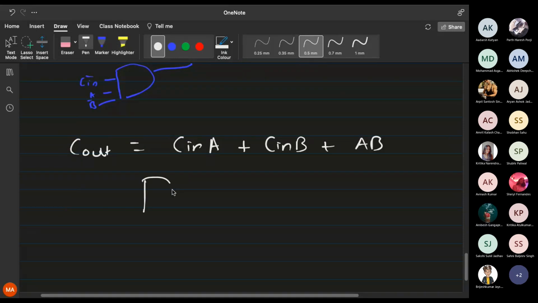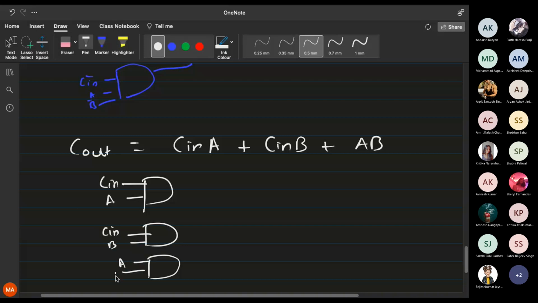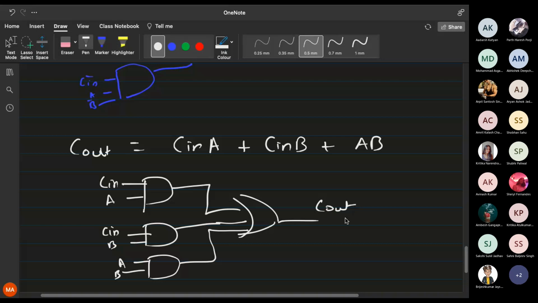Just draw the 3 AND gates, each having 2 inputs: C in and A, then C in and B, then A and B. Get the outputs into a single OR gate, and that would give you the output called C out. Is that clear? Yes, sir. So is there anything to remember? There is nothing to remember.